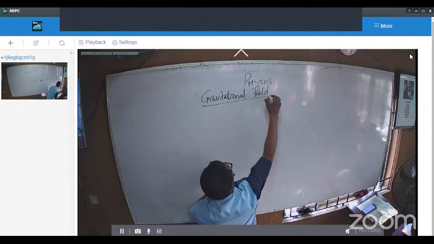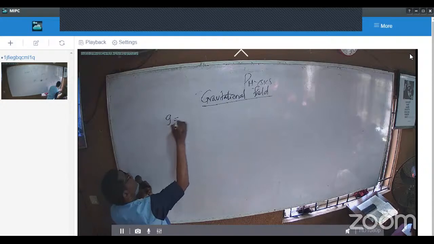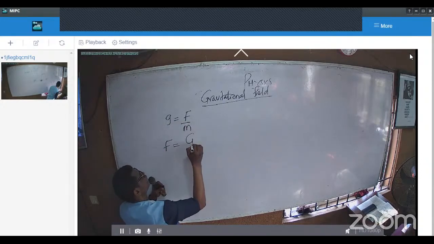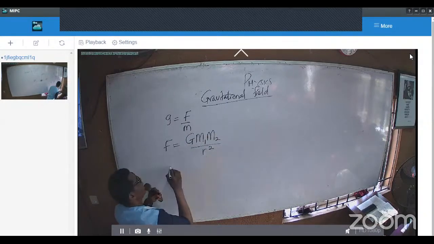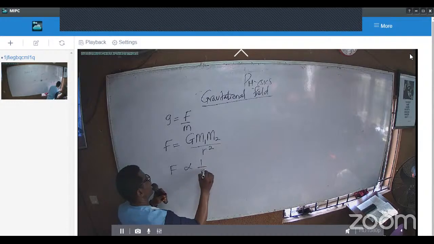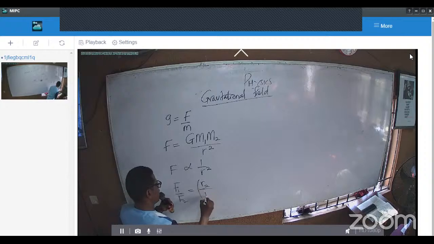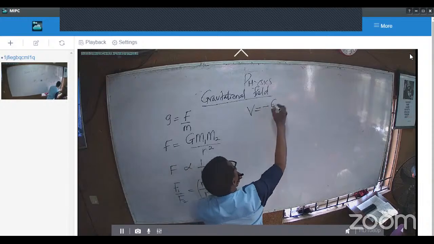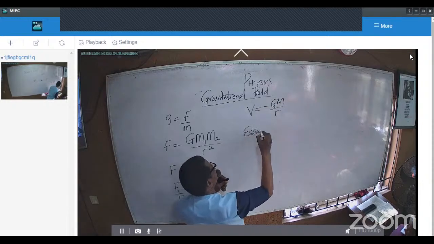Very, very. Gravitational field. Okay, so our g is F over m. Very, very important. Newton's law of gravitation says that F is G m1 m2 over what now? r squared. And then there's what they call the inverse square law: F1 over F2 equals what? R2 over R1 all squared. Our V is what? Minus GM over r. What they call escape velocity.